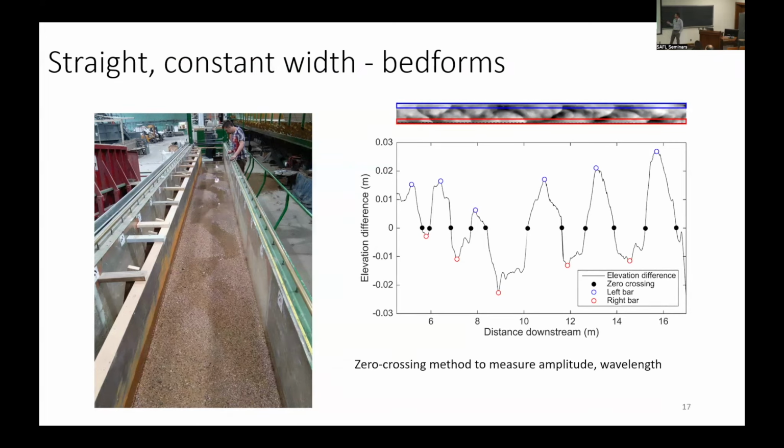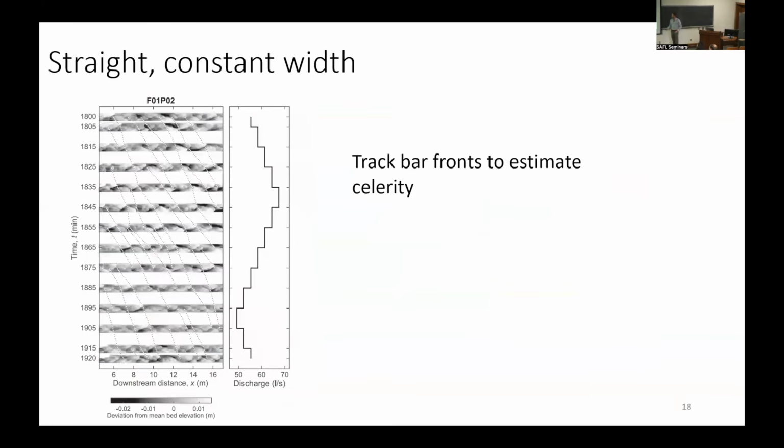This is a detrended DEM where, if we take the right side of the flume average elevation and the left side of the flume average elevation and subtract one from the other, we can quantify the amplitude and the wavelength of these bed forms through this so-called zero crossing method. And we can also track, for the various structure-from-motion scans that we did of the bed, the heads of these bars, and get their celerity through time, their speed.